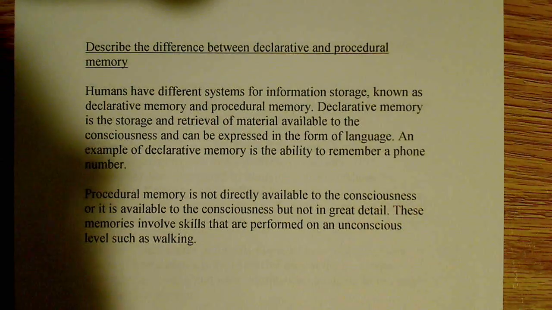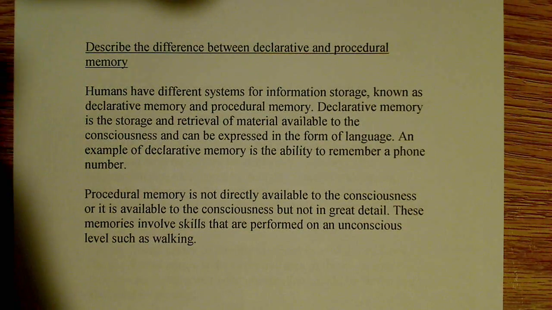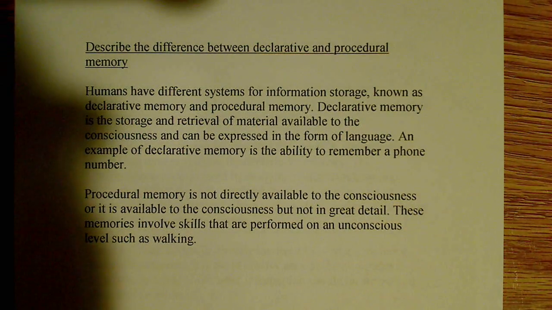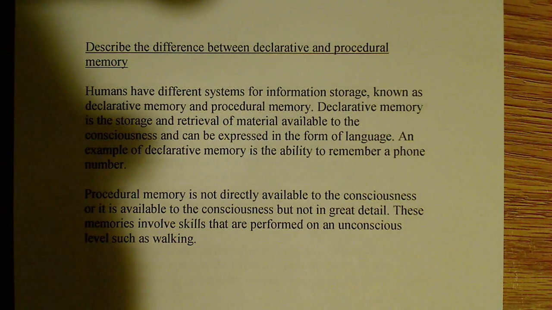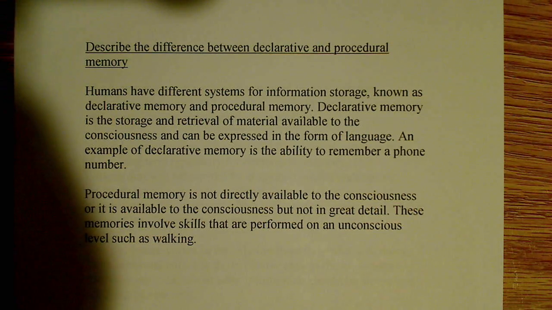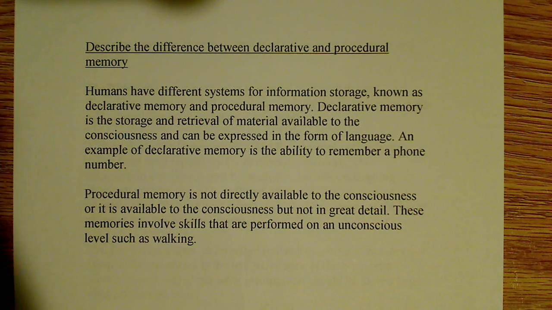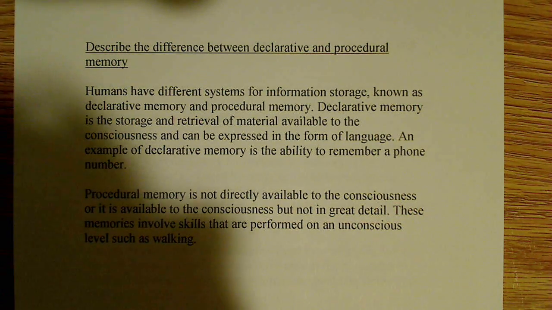Okay, this is available to our conscious mind. That might entail information like a phone number or something like that. And it can be expressed in the form of language. So meaning you have the information, it's in your conscious mind, and you're able to express it. And an example of declarative memory is the ability to remember a phone number. Okay, that's a kind of a cheesy example, but it's the example I'm going to use for this process.